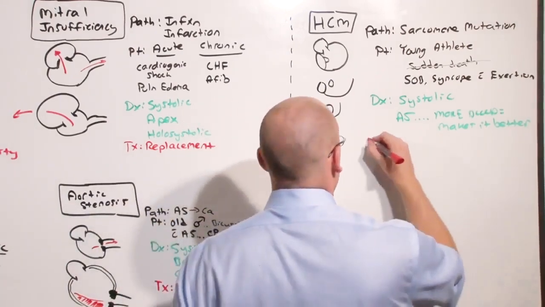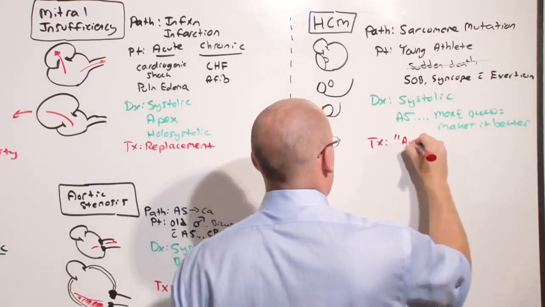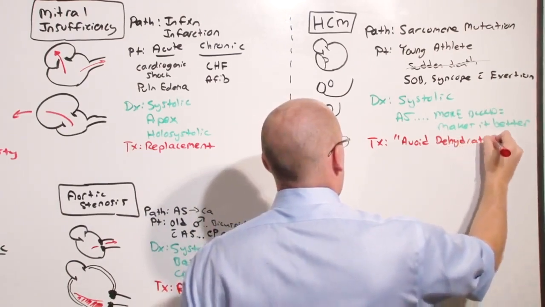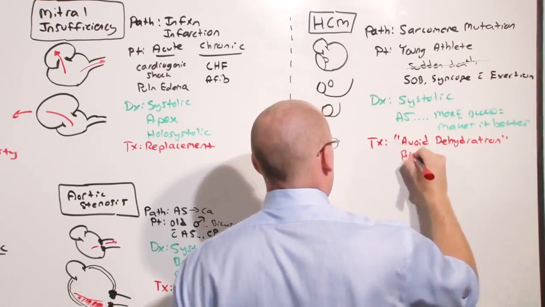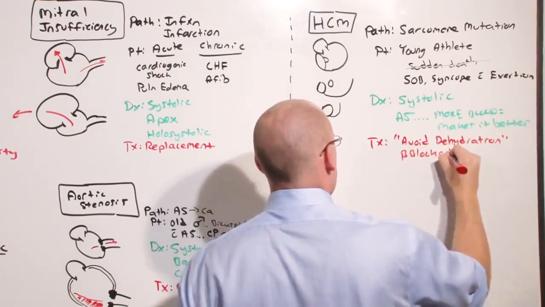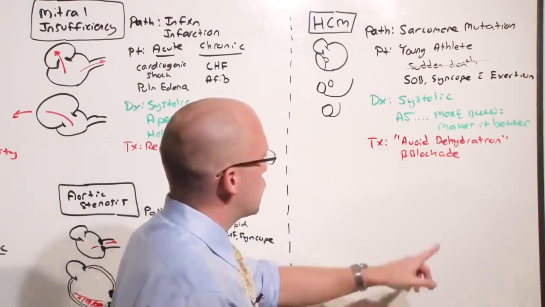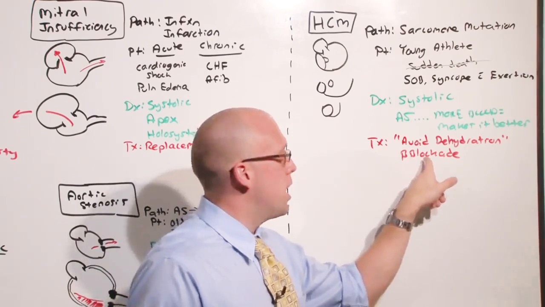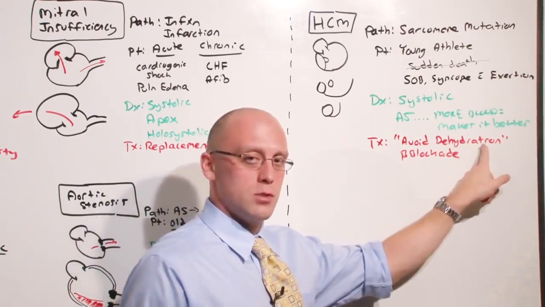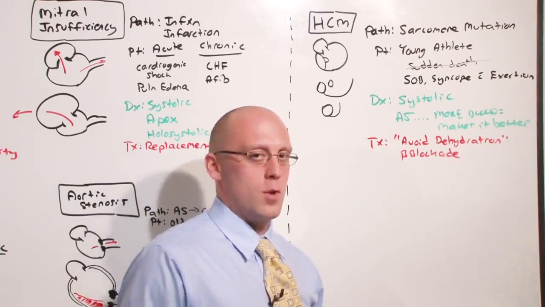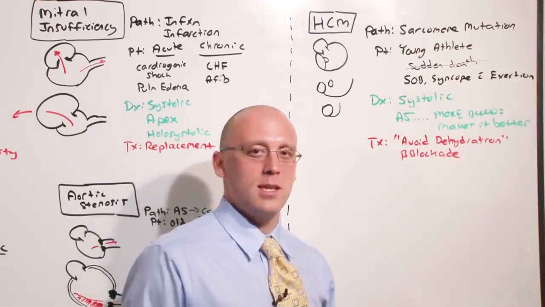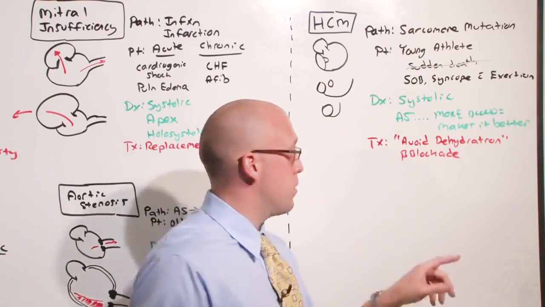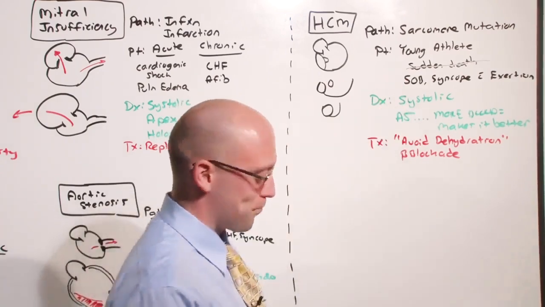The treatment is to, quote, avoid dehydration and beta blockade. You want to slow down the heart rate to increase diastole, to increase filling time, and you want to maintain preload as best you can. Patients with hypertrophic cardiomyopathy cannot exercise. They cannot do anything that increases their heart rate. They cannot do anything that dehydrates them because they will die.